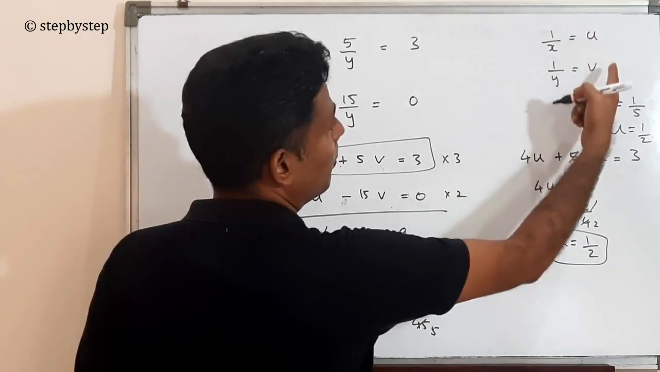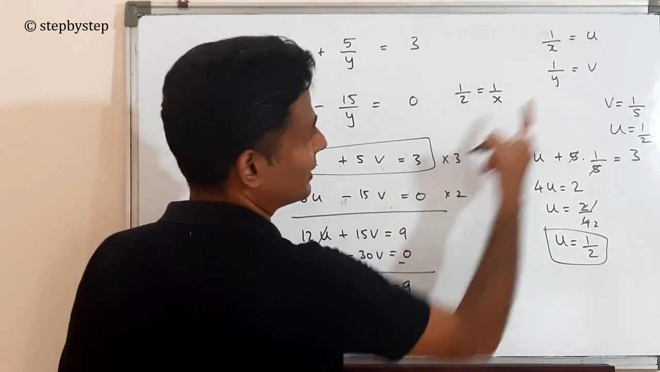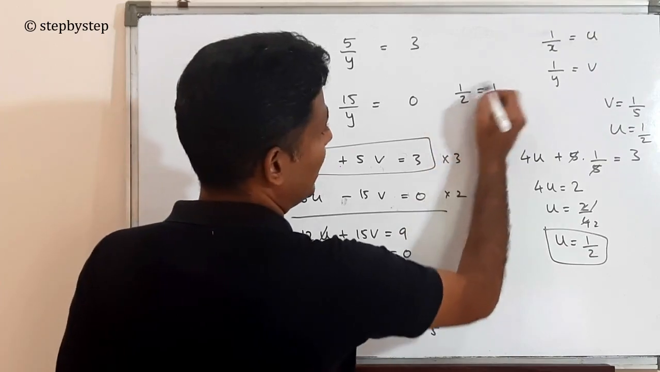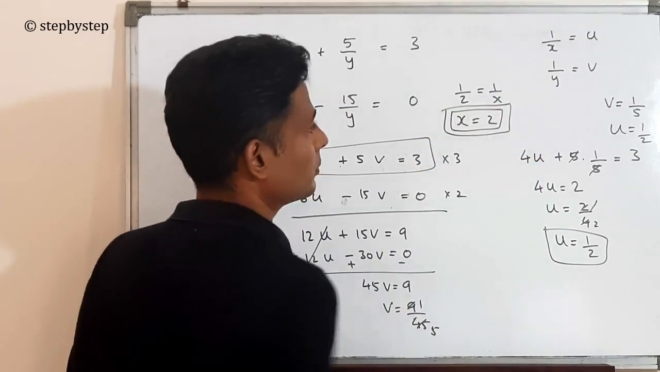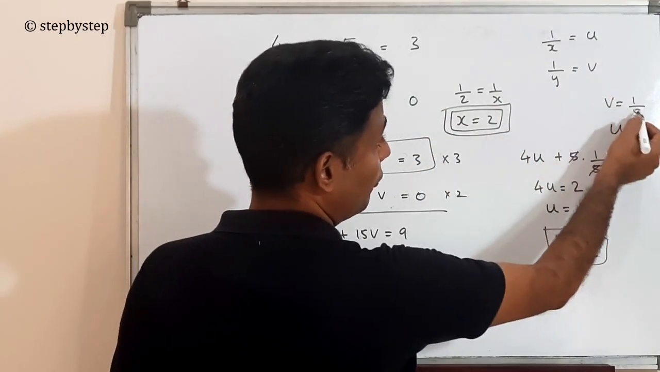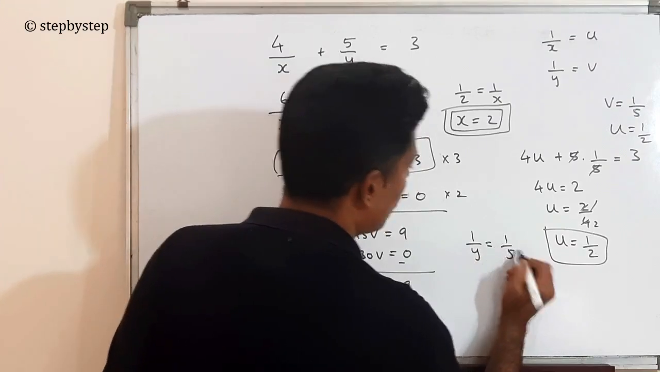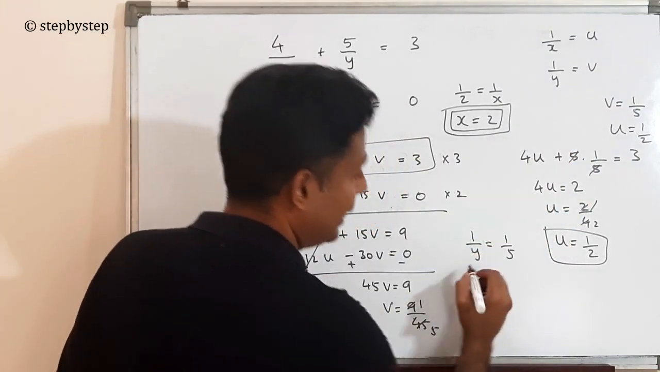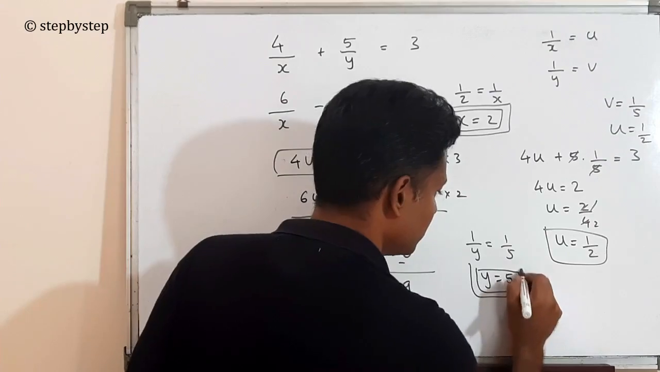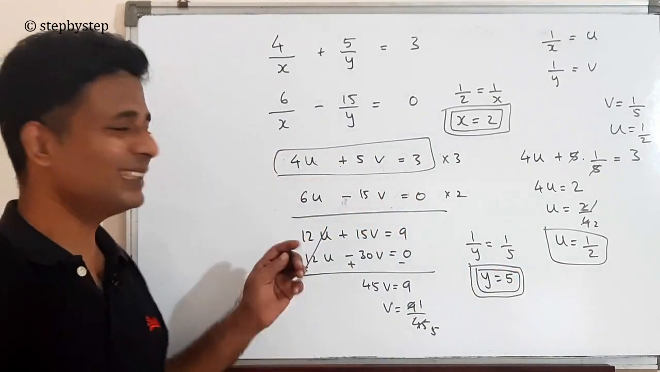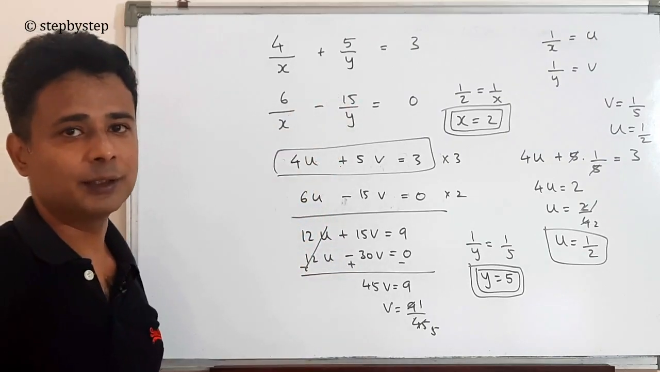Now what do I do? But u is 1 by x. So 1 by 2 equal to 1 by x. From here I get it, right? So I transpose, I get x equal to 2. And using the second, we have v equal to 1 by 5. So from this, I get 1 by y equal to 1 by 5. Right? So transposing, I get y equal to 5. So this is the simplest method that you can use to solve this kind of equation.